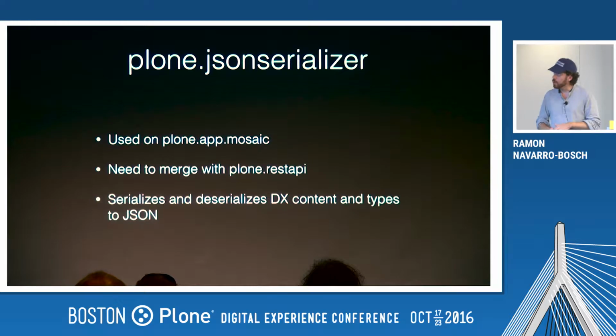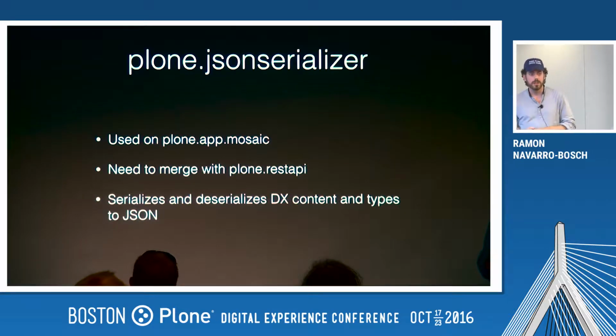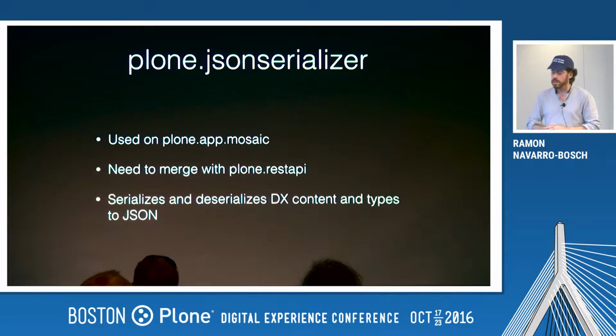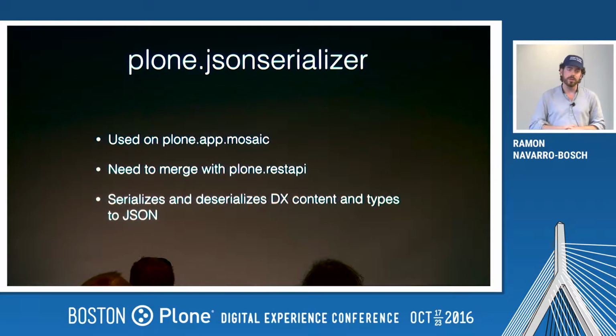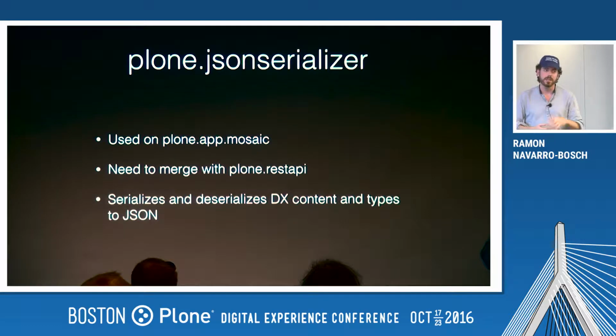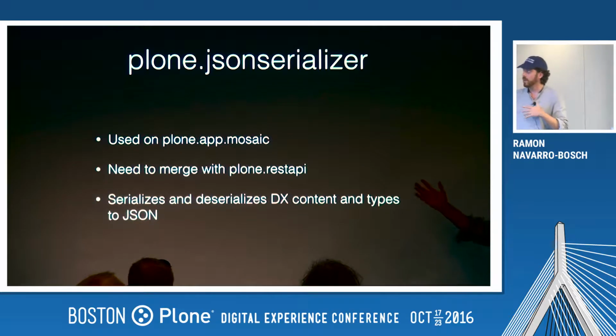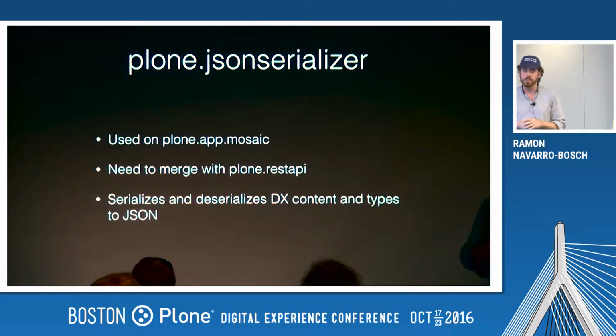Another important piece of code that was needed is the serializer that serializes Dexterity schemas to JSON and deserializes that. So we created plone.jsonserializer. It's being used right now at Plone App Mosaic for being able to render the fields that we have inside the layout editor. Needs some merging with the Plone REST API way of doing schemas. Yesterday night we solved most of the problems. But Plone REST API serializes schemas, FTI schemas, in some way that is different from how plone.jsonserializer is doing it. So we need to tune the API to be completely compatible.